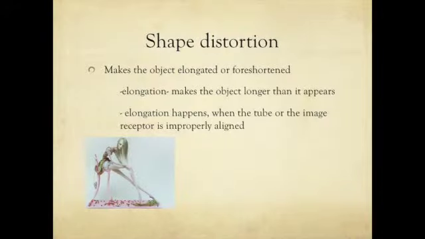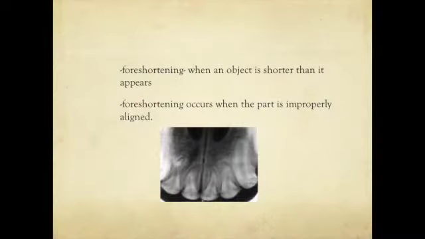Shape distortion can be described as either elongation or foreshortening. Elongation makes the object appear longer than it is. Elongation happens when the tube or the image receptor is improperly aligned. Foreshortening is when an object appears shorter than it is. Foreshortening occurs when the part is improperly aligned. This image shows that these teeth are a lot shorter than they're supposed to be.